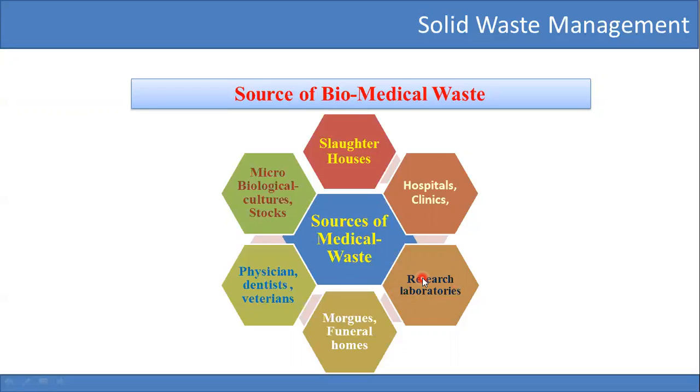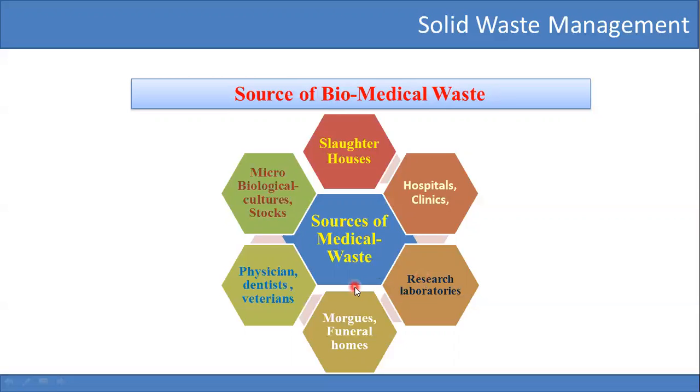The next source of biomedical waste is isolation waste. This consists of waste contaminated with blood, excretions, exudates, or secretions from sources isolated to protect others from highly communicable infectious diseases.